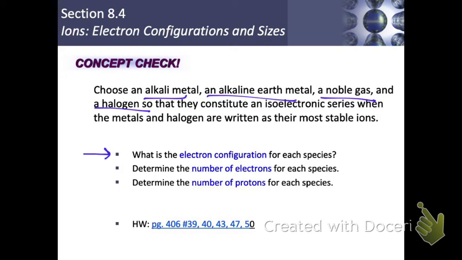You're going to write the electron configuration for the series, because they're all going to have the same electron configuration, right? Because they all have the same number of electrons. Electron configuration, remember, is 1s2, 2s2. Determine the number of electrons and the number of protons for each species. You pick a noble gas, and you're going to do that, each on your own.